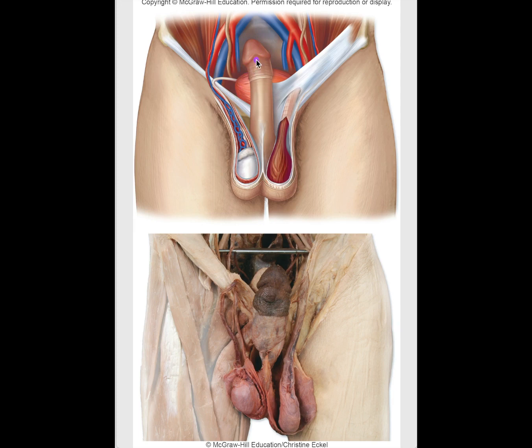And so the penis does have a skin covering on it that is called the prepuce. And during an erection, the prepuce pulls back and exposes the glans here. And so the prepuce is what is removed during a circumcision. So let's move to a different picture.